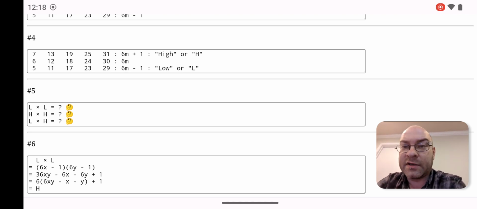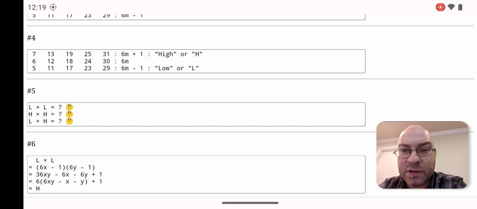Well, all right, the definition of a low is 6m minus 1. So let's make a number that's a low. We'll call it 6x minus 1. And another low could be 6y minus 1. x and y just need to be non-zero positive integers, and they could even be the same number, but we're using x and y just to distinguish them for the moment.